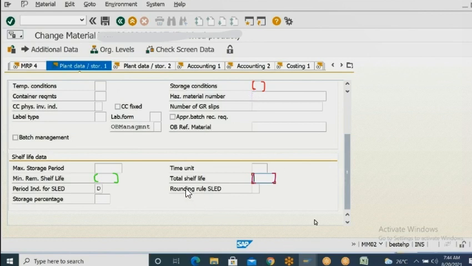And here we have total shelf life. This field will help to calculate the expiry date of the product. And here we have minimum remaining shelf life. If you mention some number of days here, and the stock is going to expire within that number of days, then the system will not propose that stock while doing the delivery. That is total shelf life and remaining shelf life.